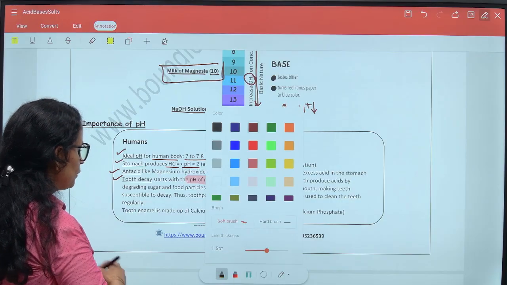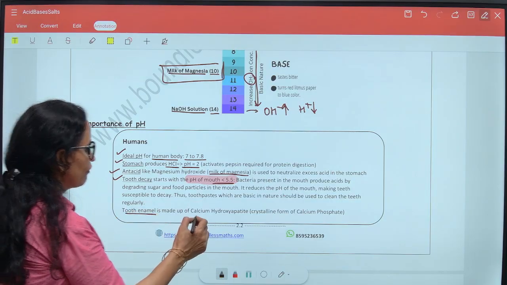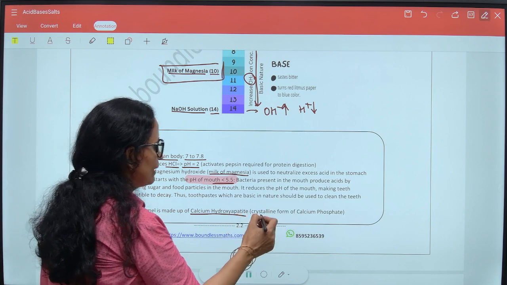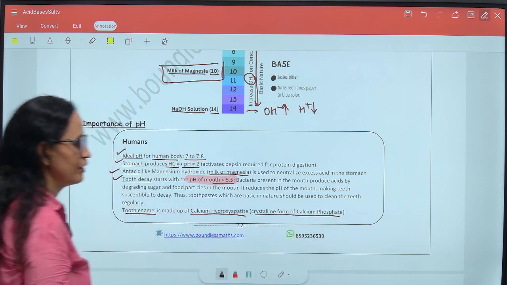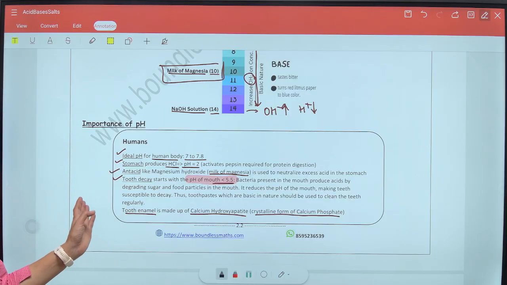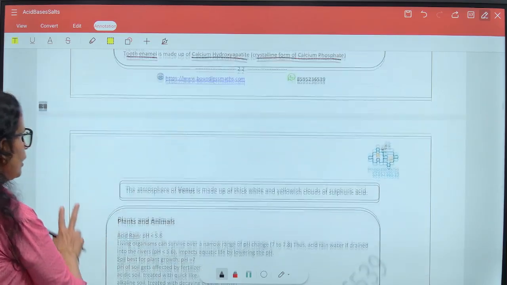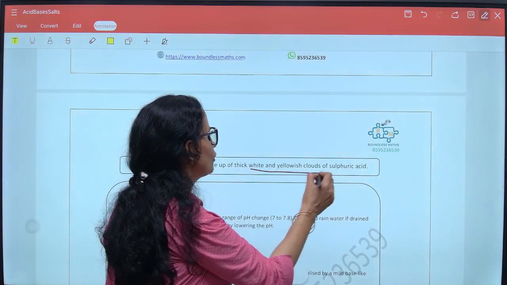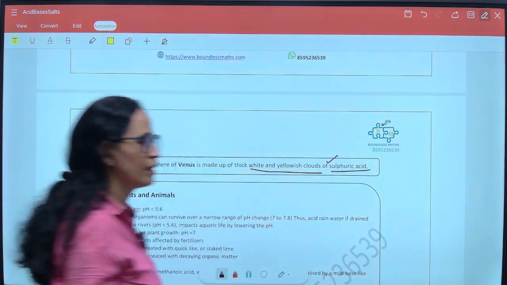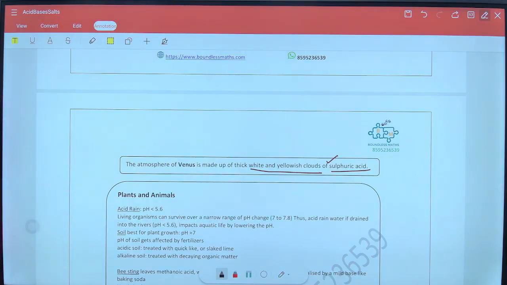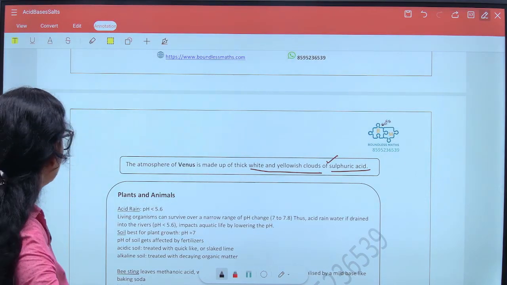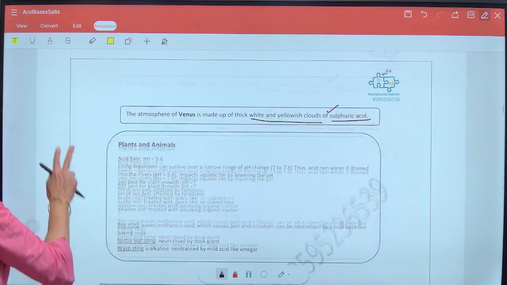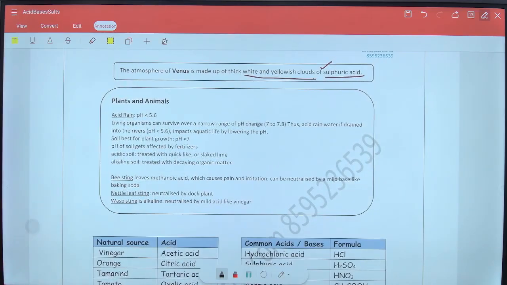Next important point to note here is tooth enamel is made up of calcium hydroxyapatite. This is crystalline form of calcium phosphate. This might be asked in a MCQ. So just remember this. Now the atmosphere of planet Venus is made up of thick white and yellowish clouds of sulfuric acid. Again important for a 1-marker question. Next is the plants and animals, they also need certain specific pH for their survival.